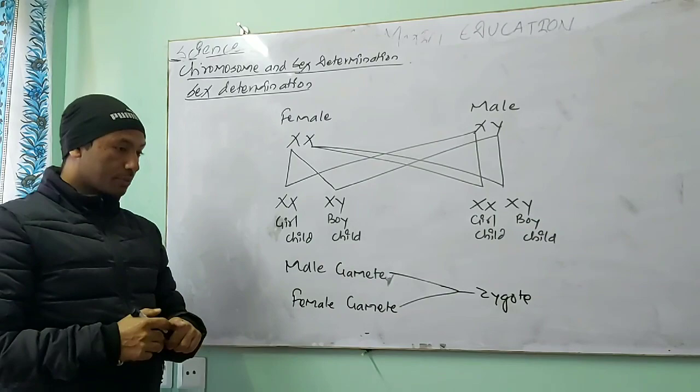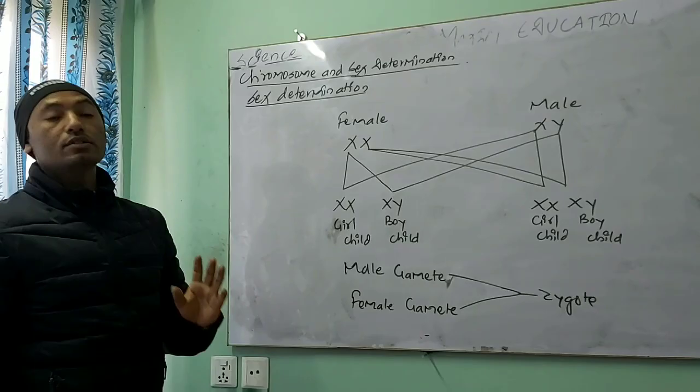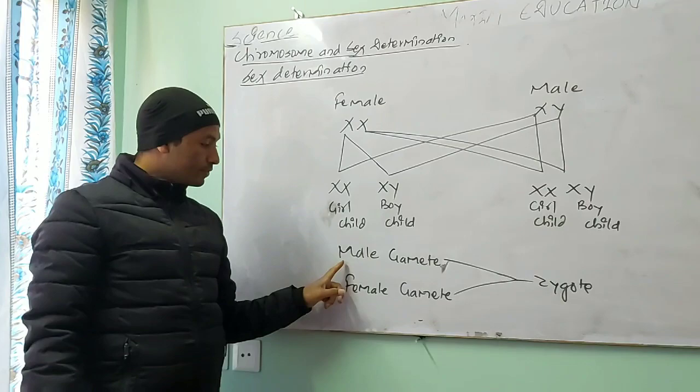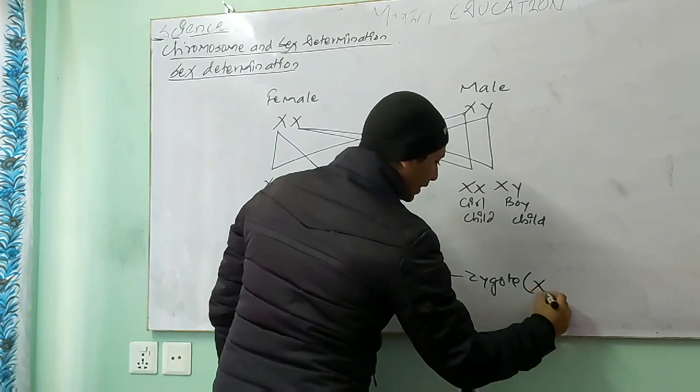Look here. The female sex chromosomes are denoted as XX. Female does not have XY. Male has XY chromosome in the gamete. Now, during the fertilization process, if the male gives an X sex chromosome and the female gives an X sex chromosome, then the zygote is formed with XX chromosome. This gives the characteristics of a girl child.